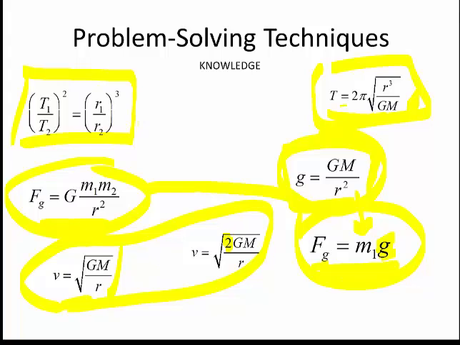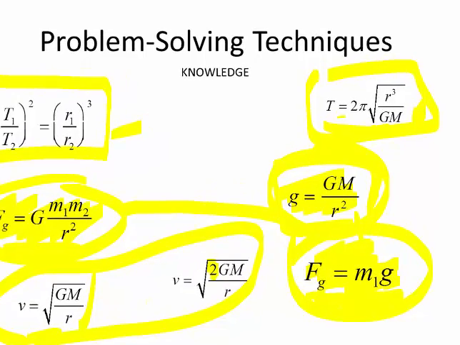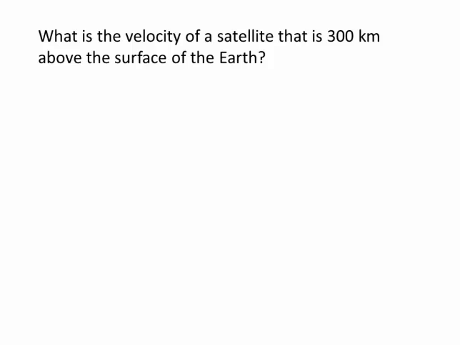Okay, so we've got Kepler's law, which is a ratio thing. Units don't matter as long as they're the same. We've got these three that are kind of interrelated. They all deal with force of gravity and little g. And then we've got the specifics, the period and the velocity equation. So let's take a look at a problem.